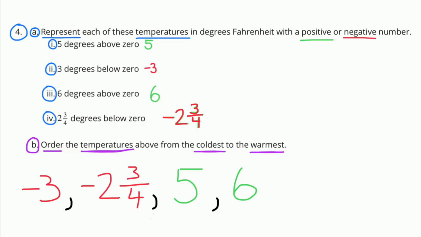B. Order the temperatures above from the coldest to the warmest. Well, the furthest below 0 in this case would be negative 3, then negative 2 3/4, then 5, and then the warmest would be 6.